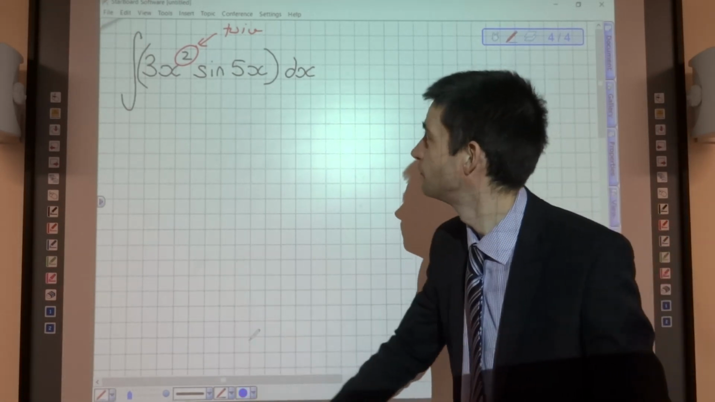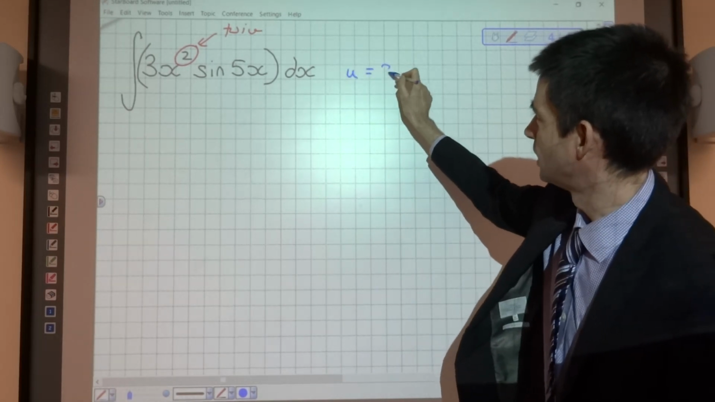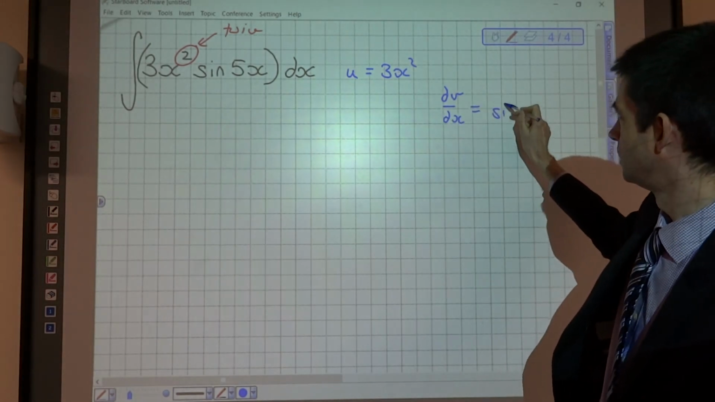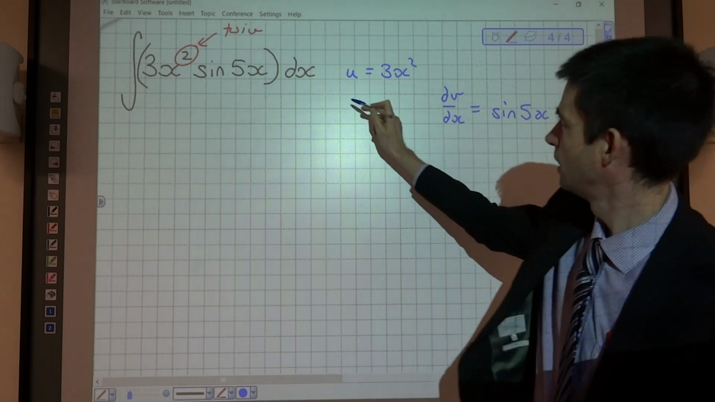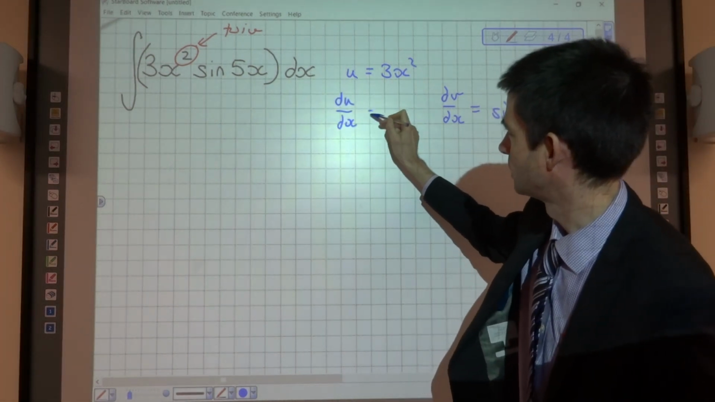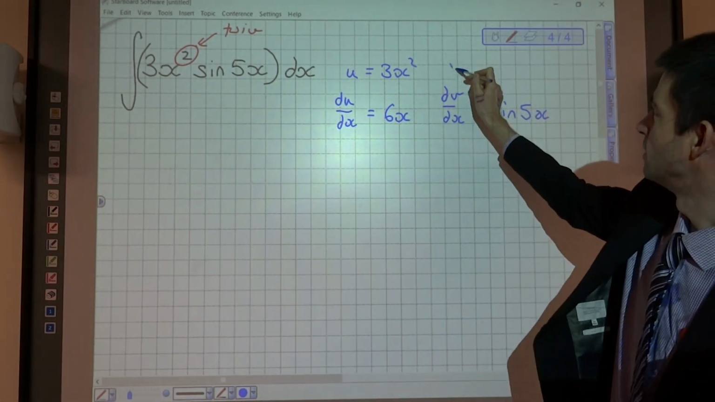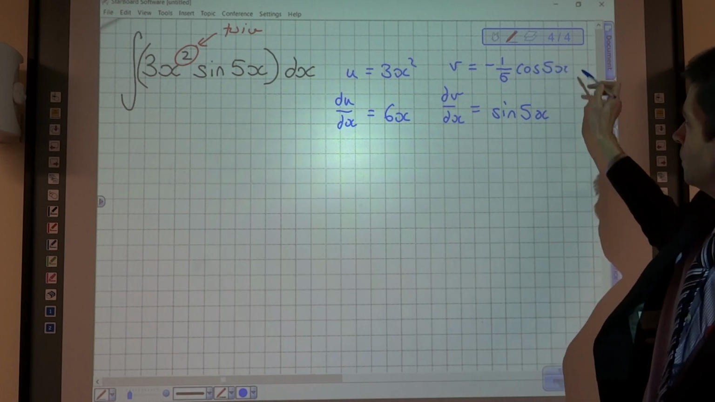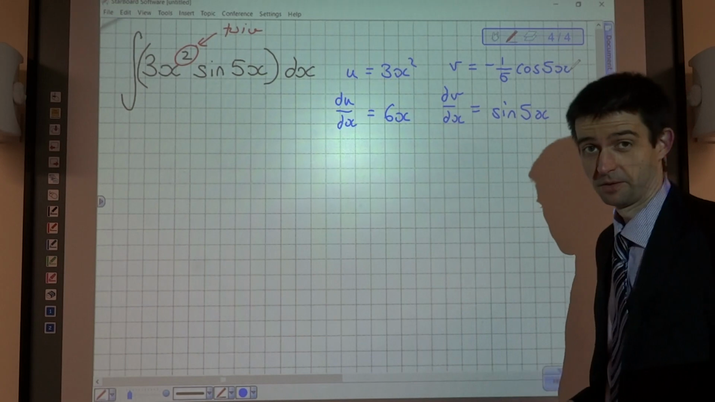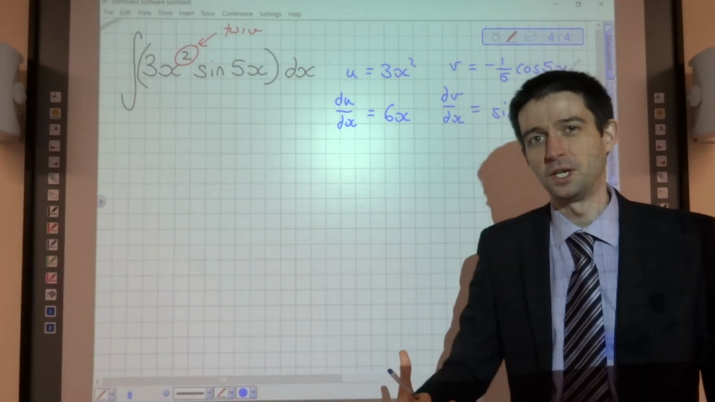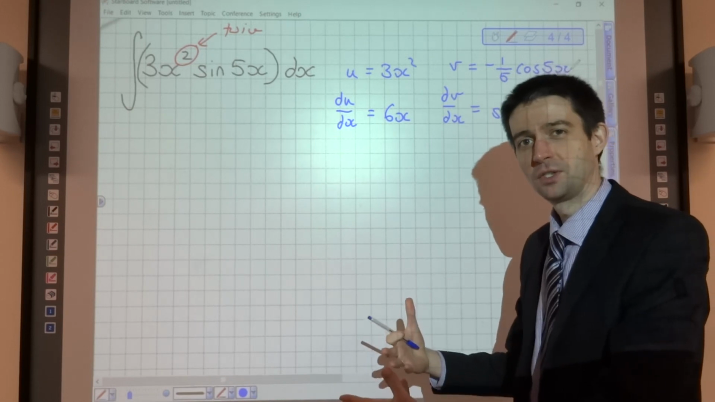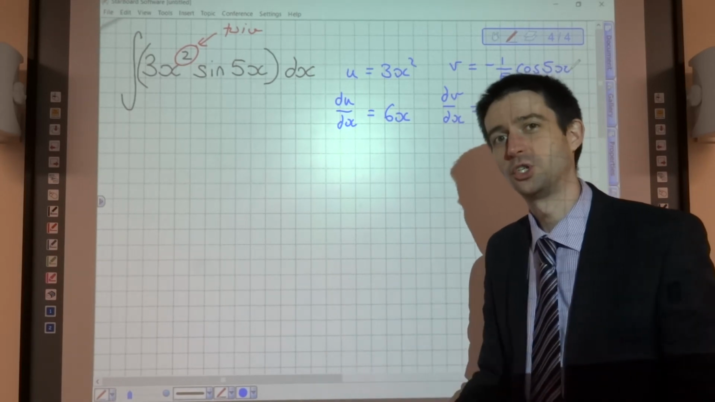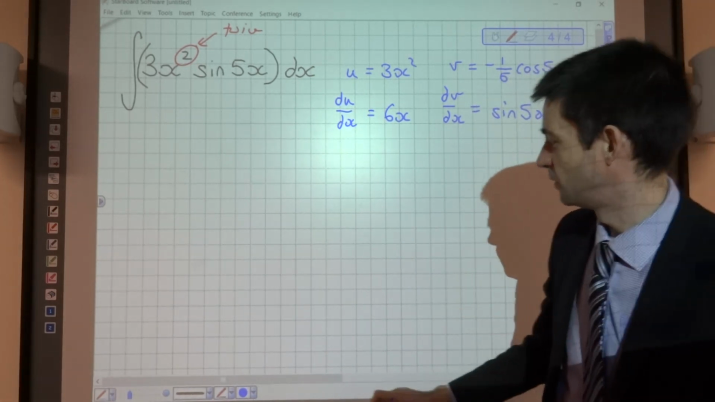Here we go. So we're going to call u 3x squared, and we're going to call dv dx sine 5x. That means that du dx is going to be 6x, and that v is going to be negative 1/5 cos 5x. Sine integrates to cos divided by 5. It's worth reminding every now and again, with these videos you should be pausing, trying to do it yourself, and then looking at my explanation for clarity to check that you're doing it right, rather than just passively letting it all wash over you. So here we go then, first stage of integration by parts.